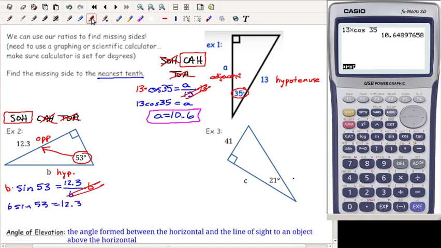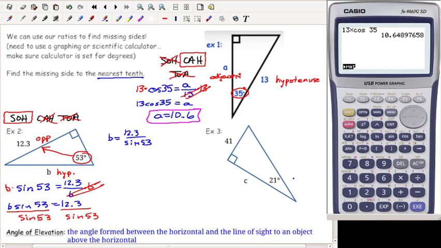And now to get B by itself, now that it's out of the denominator, I'm going to divide out the sine 53. I can move this all to the other side, divide this by sine 53, to give me B equals 12.3 over sine of 53. So you've essentially switched places between the B and the sine 53. That's kind of handy if you remember how that works. So multiply both sides by B, and then divide both sides by sine 53.